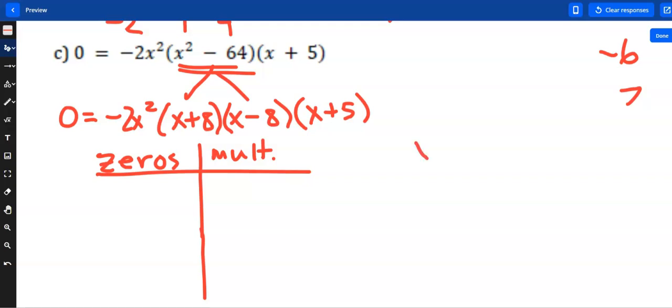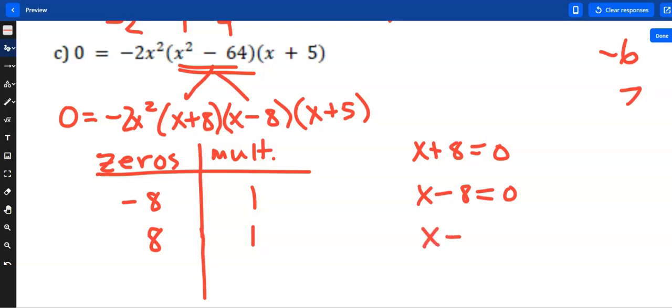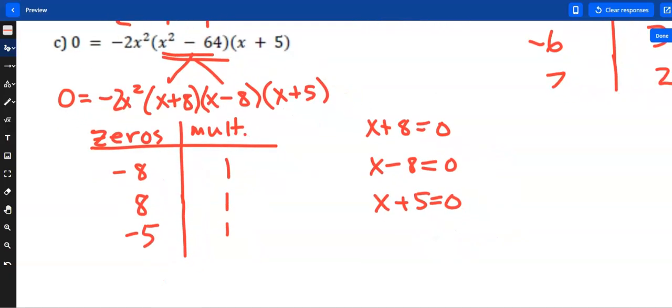Now, am I worried about the x plus 8? Because you'll say negative 8 and it occurs once. Am I worried about the x minus 8? You'll say positive 8 and once. Am I worried about the x plus 5? You'll say negative 5 and you'll say once. No, I'm not. Am I worried about the negative 2x squared equals 0 at the beginning?